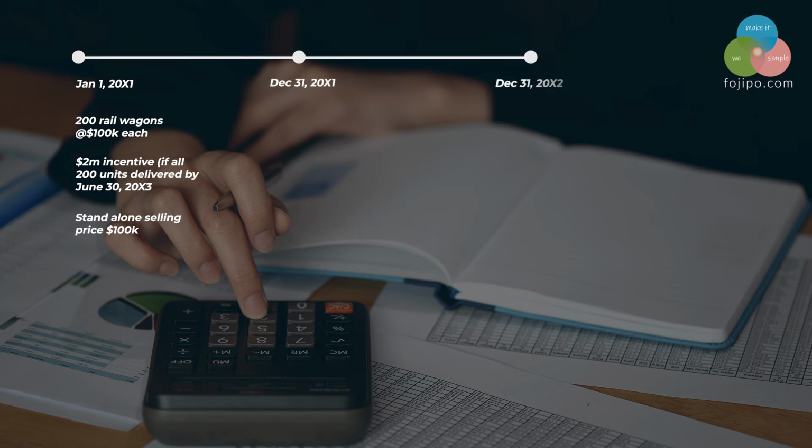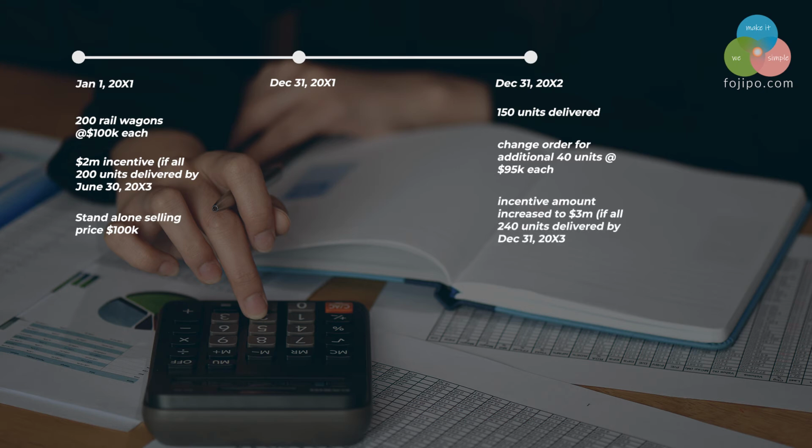2 years later, on December 31st, 20X2, you had delivered 150 units of rail wagons and you received a change order to deliver another 40 units at 95K each. Contract also increased incentive amount to $3 million provided all 240 units are delivered within 36 months from the original contract date, that is by December 31st, 20X3. Standalone selling price of a rail wagon on December 31st, 20X2 is 105K.